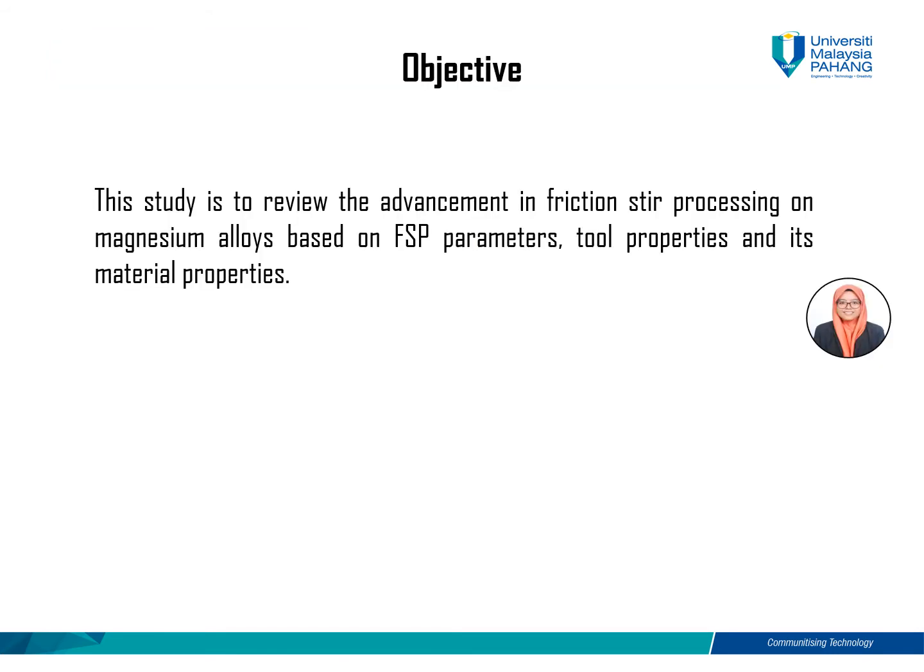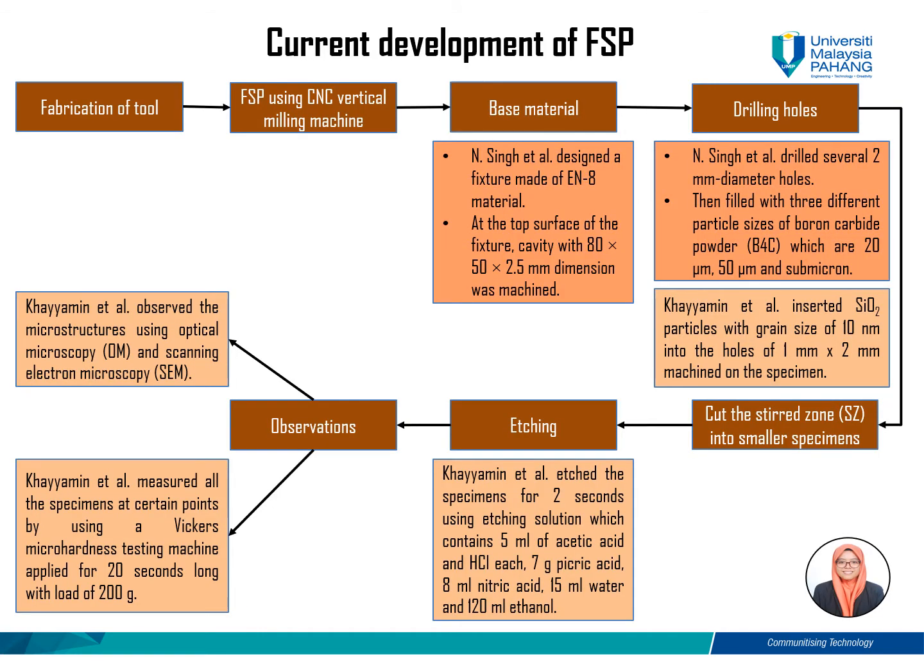The objective of this study is to review the advancement in friction stir processing on magnesium alloys based on FSP parameters, tool properties, and material properties. This is the flow of FSP studies done by the majority of researchers in the past.